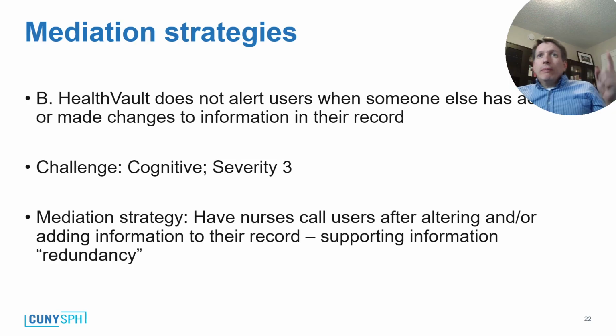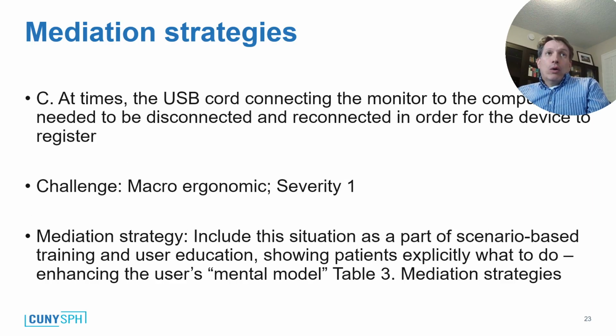Another one was about data automation, and HealthVault was not alerting users when somebody else had added or made changes in the information. Remember that the nurse was changing the medication, and this is a problem of cognitive, not knowing, and severity is 3, because if you don't know, you are not going to have any action. Then they were proposing having, at that time, nurses calling the users and telling them, hey, you have new information. But nowadays we have instant messaging, we have SMS, we have other types of alerts that can be automated and direct the user to identify that change of state in the record.